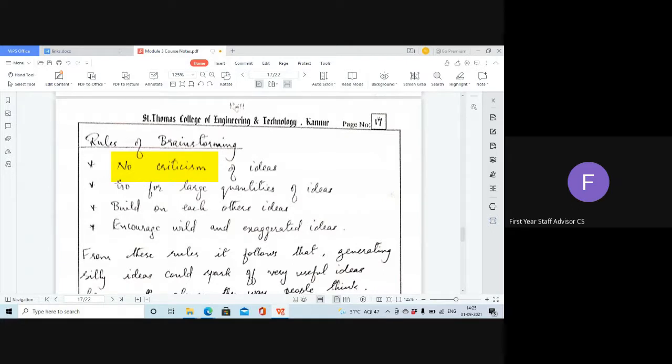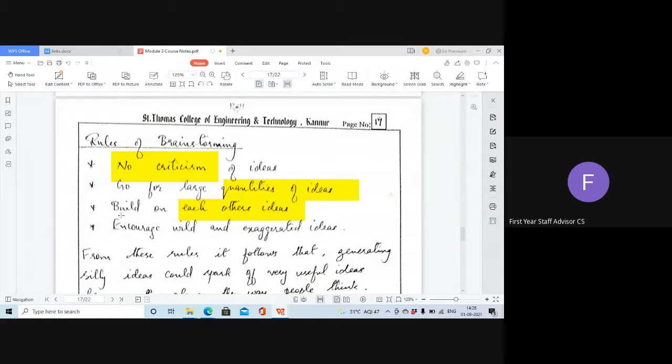Then next is go for large quantities of ideas. Collect as many ideas as possible from the team members. A person can put forward any number of ideas. Finally, when you get all these ideas, we can find out the best solution. Then build on each other's ideas. That is, collect the ideas and then find out how each idea is related to others' ideas. One person's idea may be a solution for another person's idea, so you can relate the ideas put forward by different persons and find a possible solution.